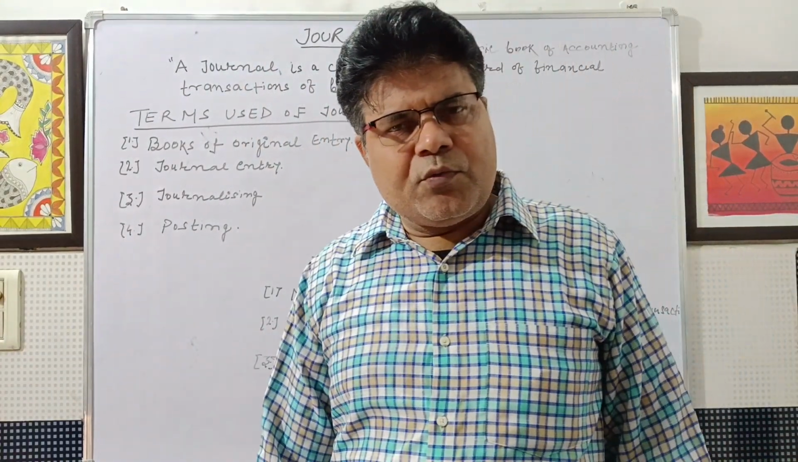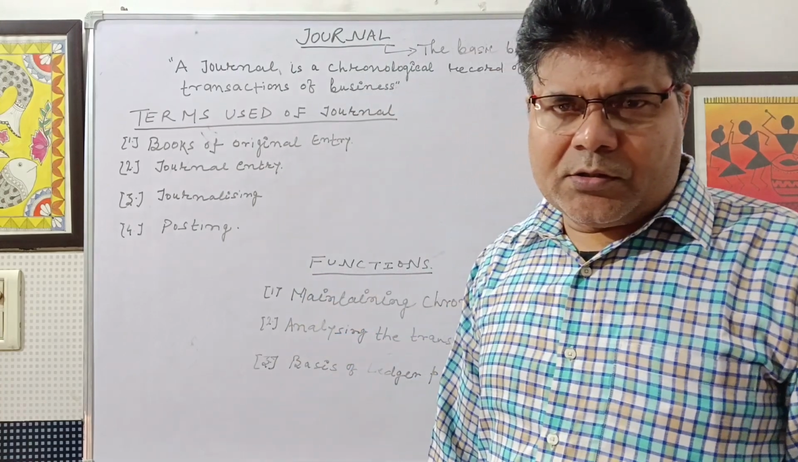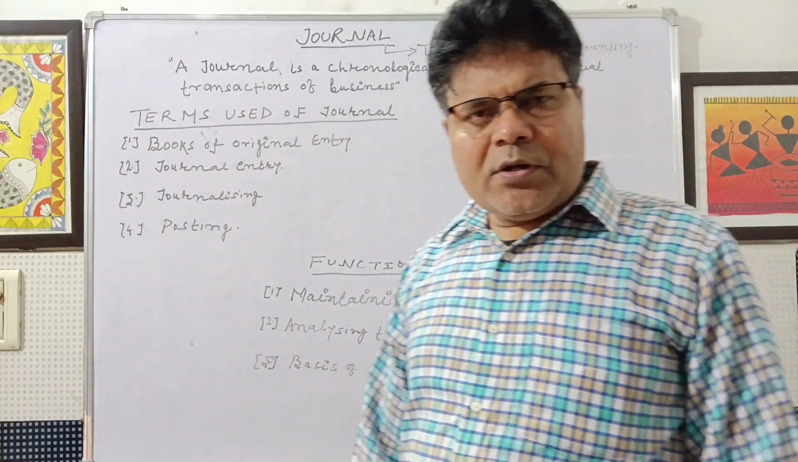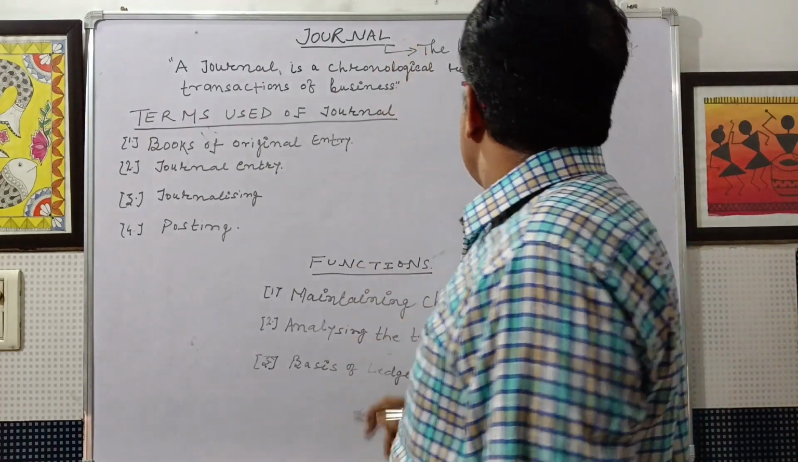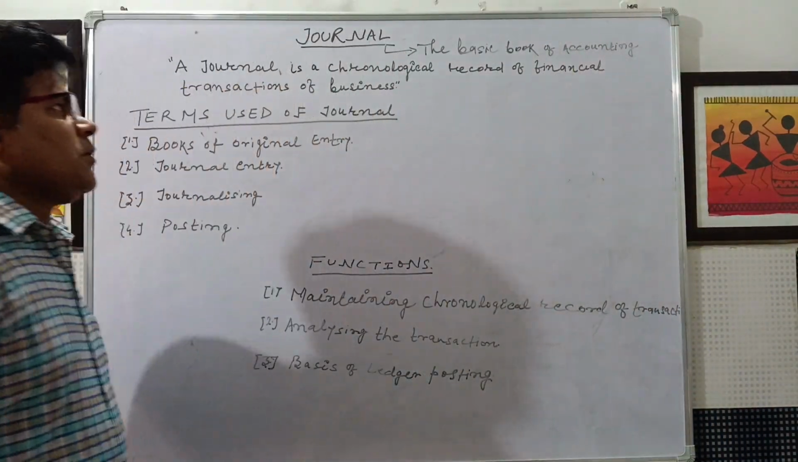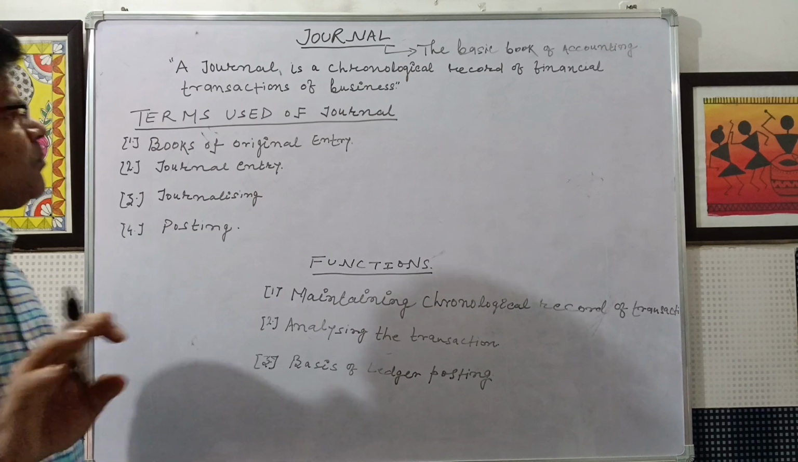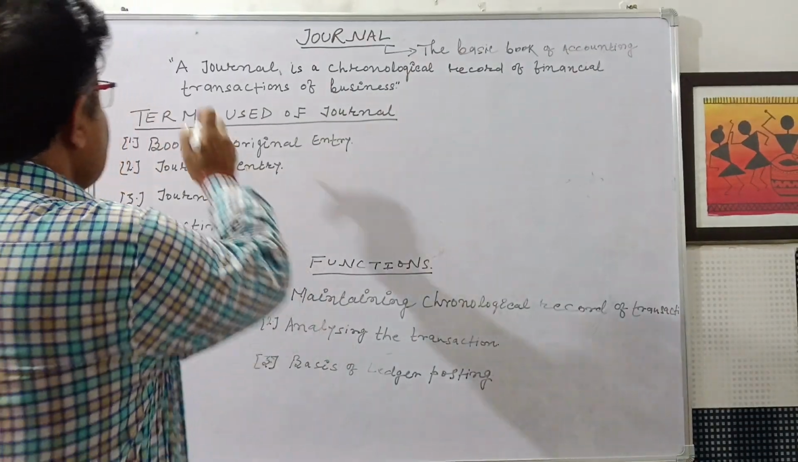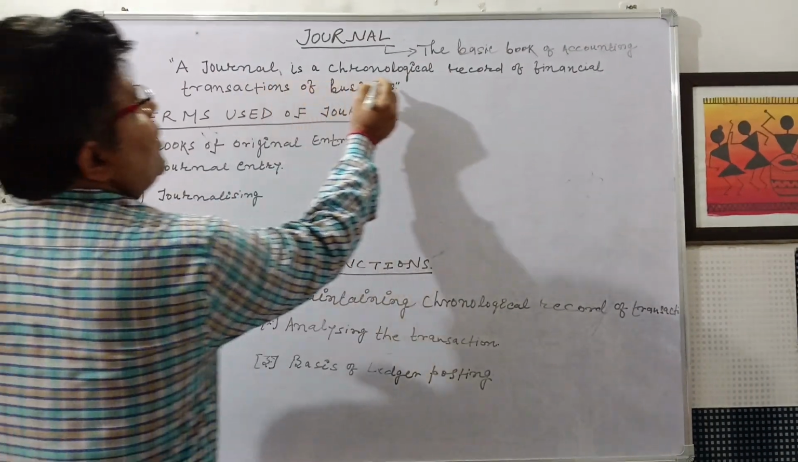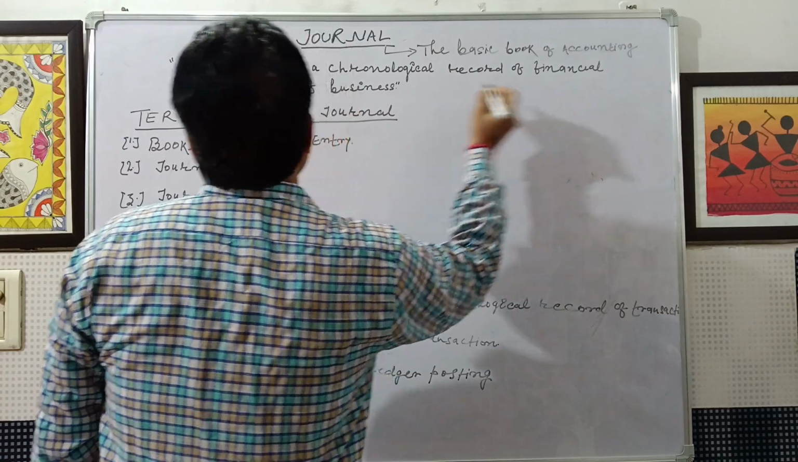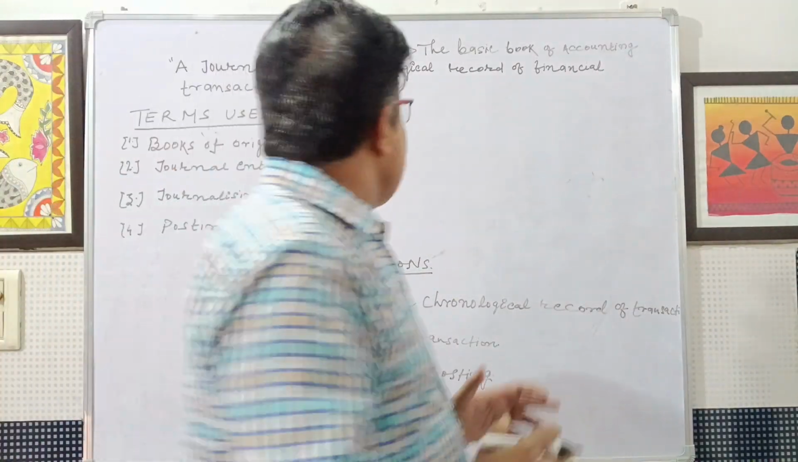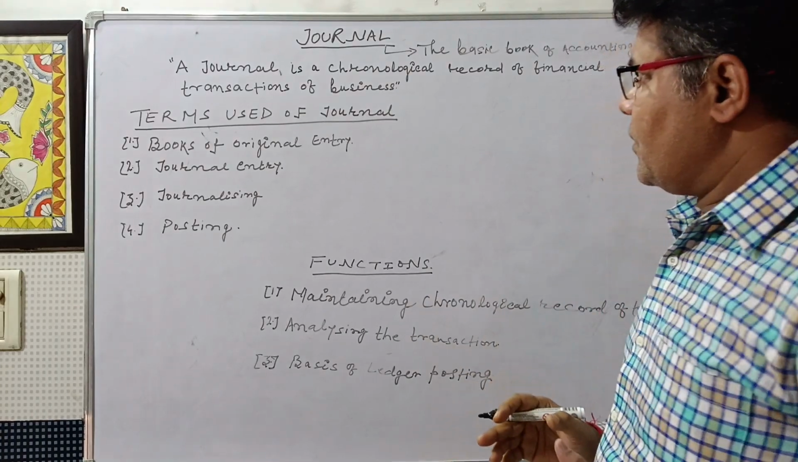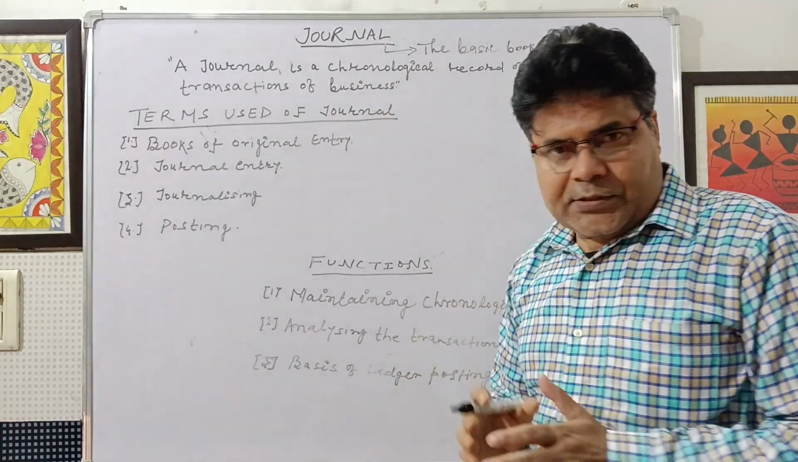In the last video, we discussed the origin of transaction. Today we are going to start journal. So what is the journal? The basic books of accounting. A journal is a chronological record of financial transactions of a business.